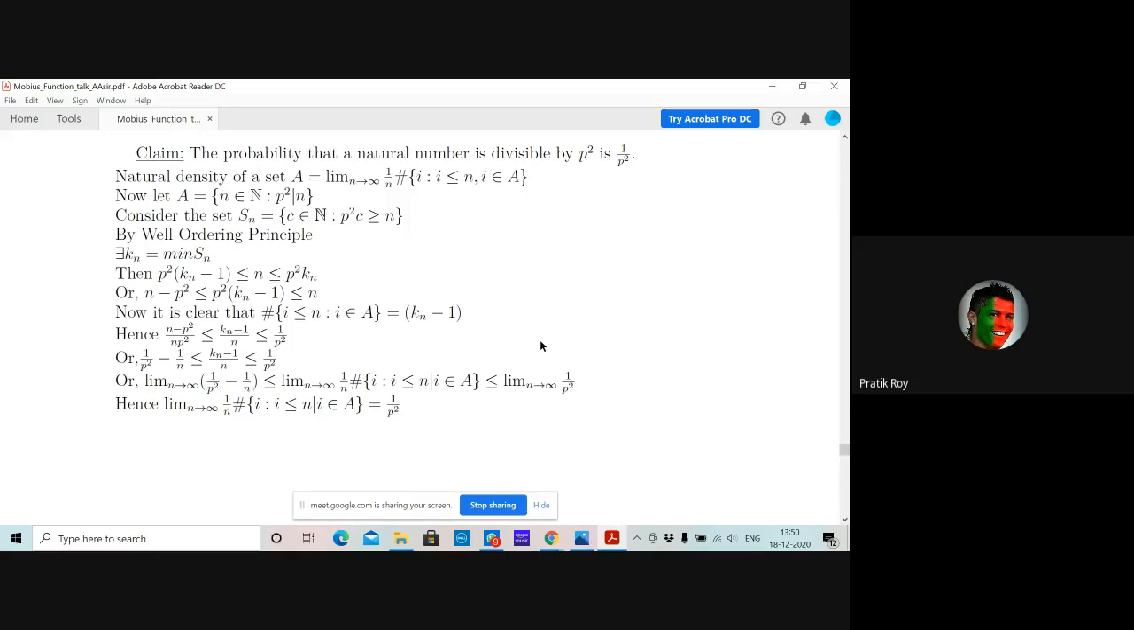And I divide the entire thing by np square. So I get that 1 by p square minus 1 by n is less than or equal to kn minus 1 by n, which is less than or equal to 1 by p square.